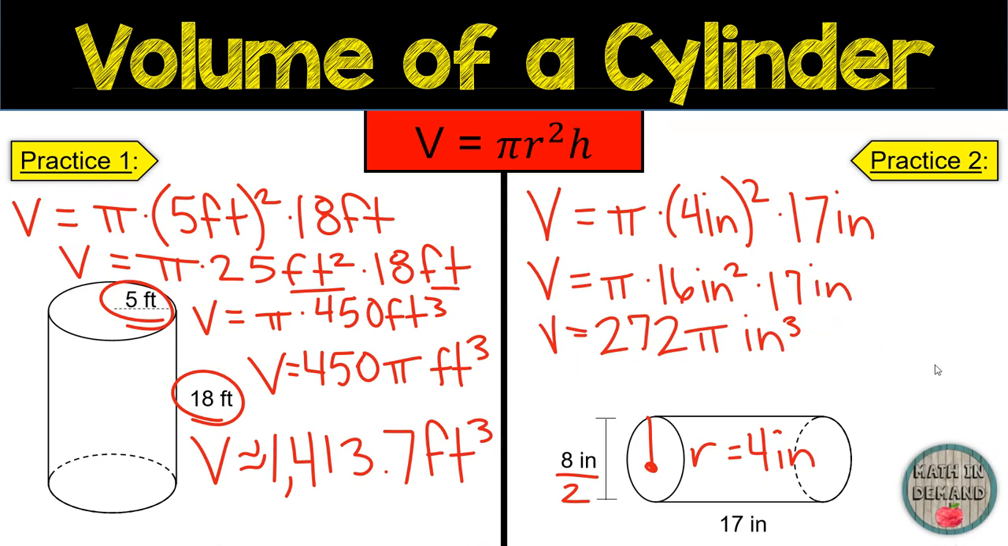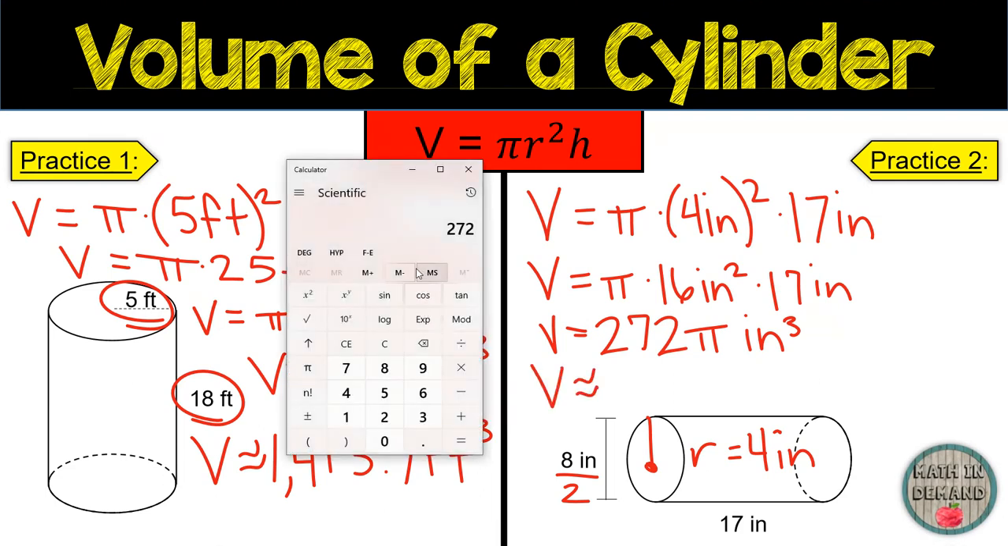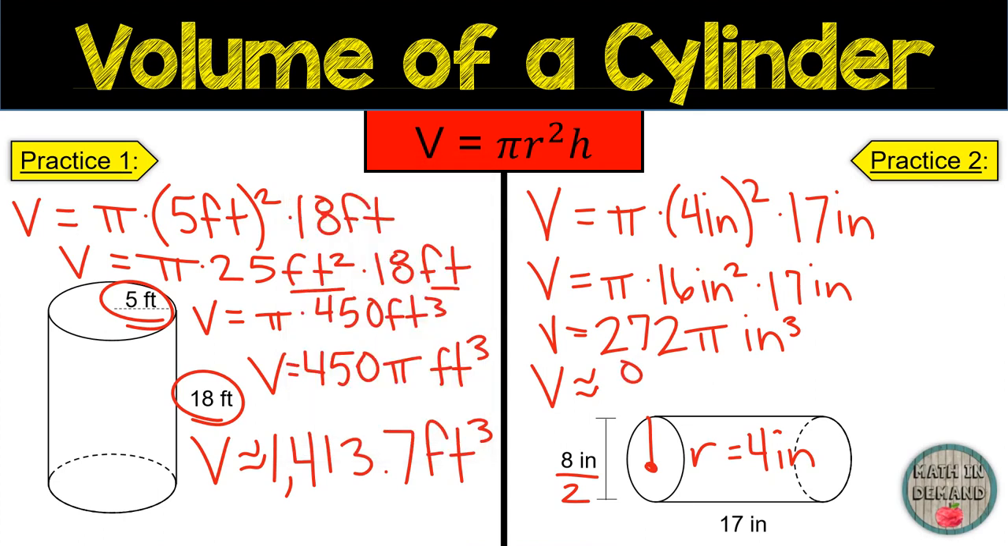Because again, square inches times inches will give me my cubic inches. Okay, this would be exact. I'm going to go ahead and approximate the decimal. So I'm going to take 272, multiply it by pi, and I get 854.5. So I'm going to write 854.5, again, cubic inches.